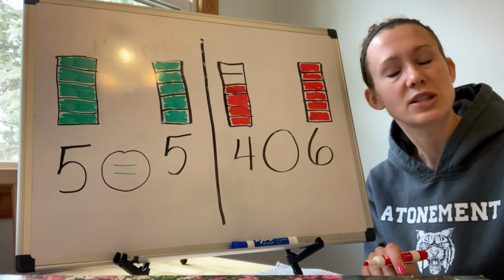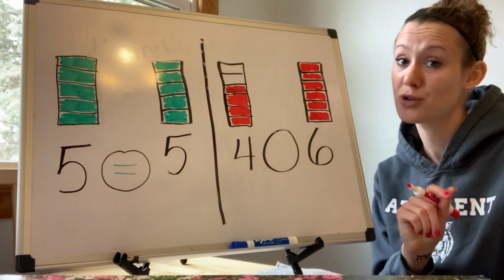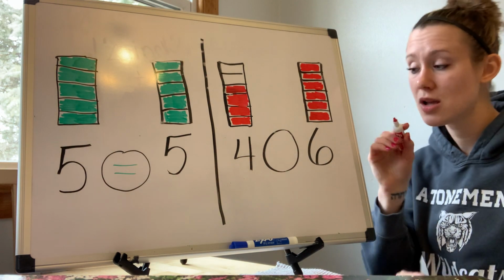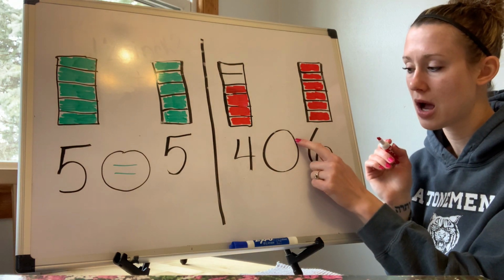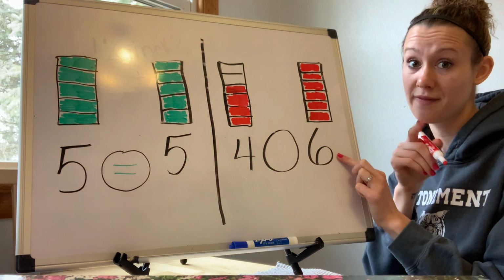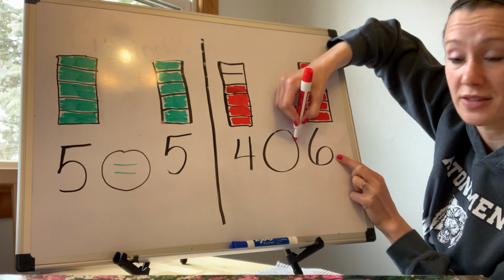I've had kids who cry because they can't get it, so here's my trick so you can get it right every time. I put my pencil right on the circle by the bigger number. Okay, so 6 is bigger than 4. So I'm going to put my pencil right here by the 6. You see how it's on the circle?